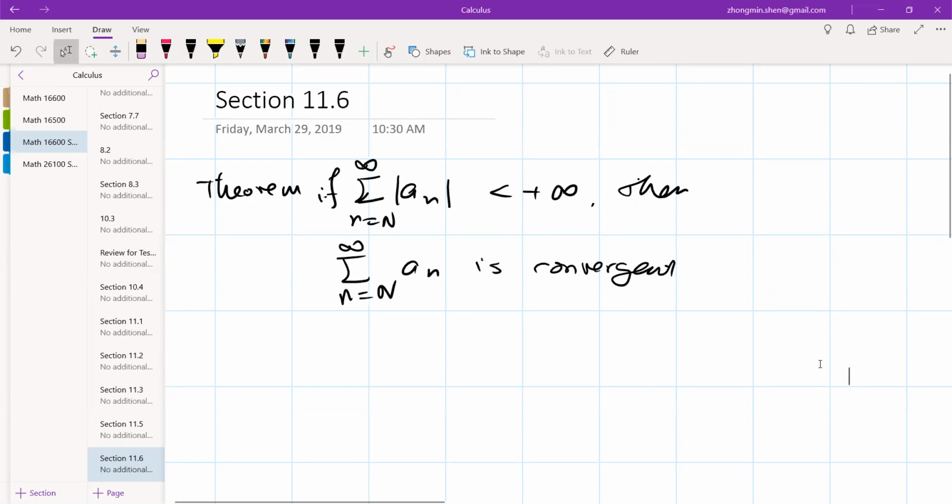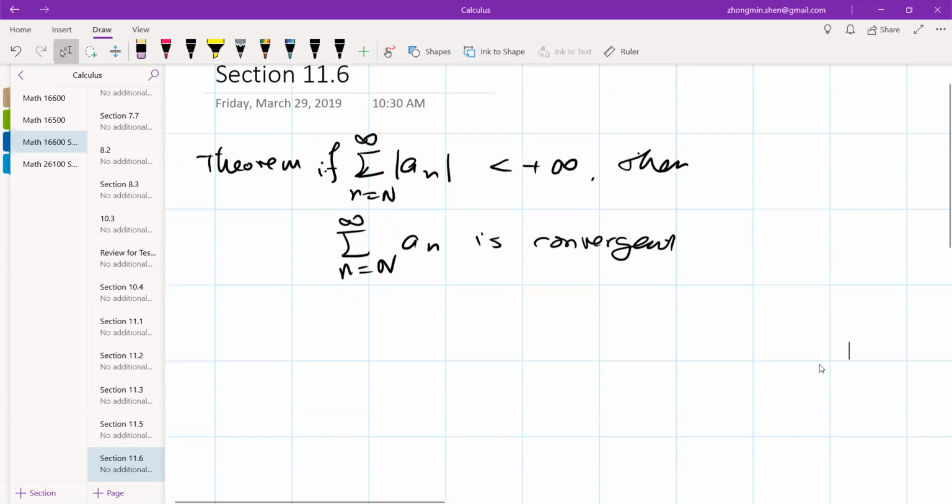It is convergent. Intuitively, how do I understand this? This means the absolute value of a_n decays very fast in order to make this convergent. So then if we change signs, maybe negative, maybe positive, then the change in the partial sum will also be small. So that's why eventually the original series is also convergent.